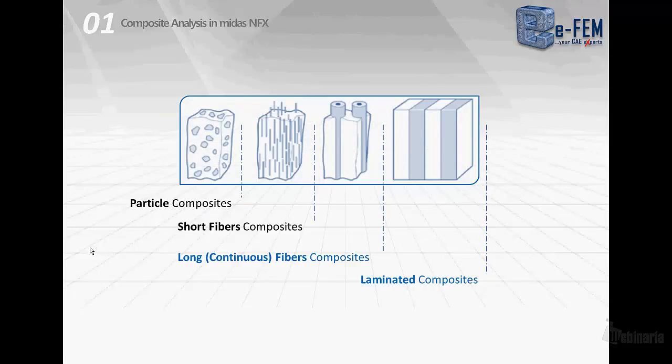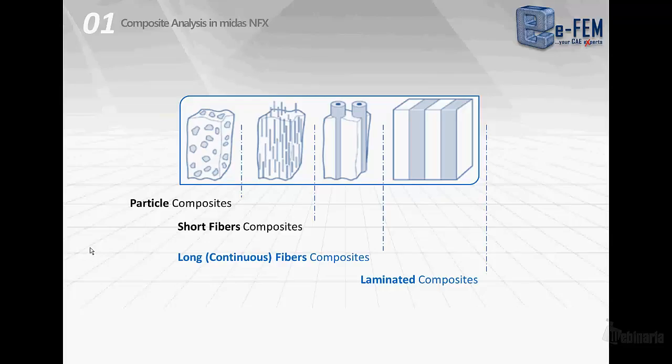We can have four different families of composite materials. We start with particle composite. Concrete is an example. The reinforcement material is dispersed into the matrix material and it has the shape of particles. Then we have short fiber composite. In this case, the reinforcement is made of fibers of a short length, and they are dispersed into the matrix.